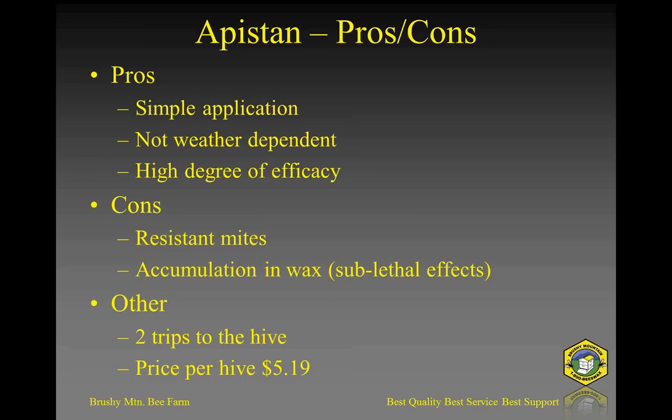So some other things is it requires 2 trips to the hive, once to put the strips in and once to take them out, because you do need to take them out. And the price per hive here, this assumes 2 strips per hive, and it also assumes sort of if you were buying a single pack and not getting any volume discount. So it's basically $5.19 to treat your hive once with Apistan.